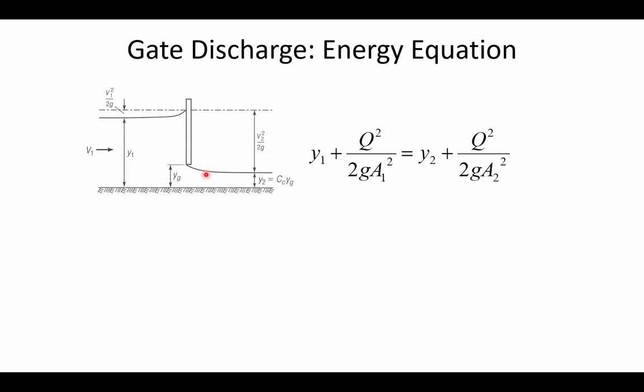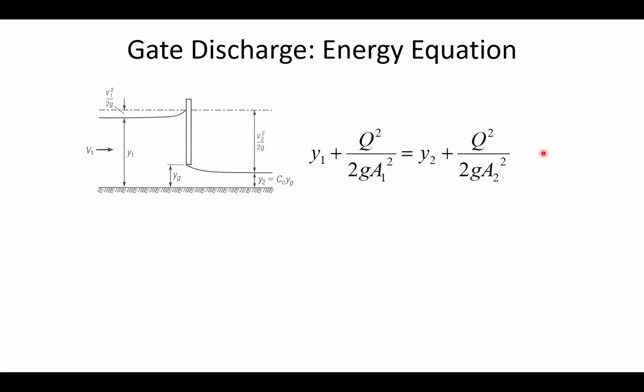But if you think about what's driving the flow of water under this gate, it's because the water is pressurized due to this great depth y1 upstream of the gate. And so if we assume that there's no energy loss between the upstream and the downstream location, then we could use this equation saying that the energy in the form of the depth and the velocity head upstream is equal to the depth and velocity head downstream.